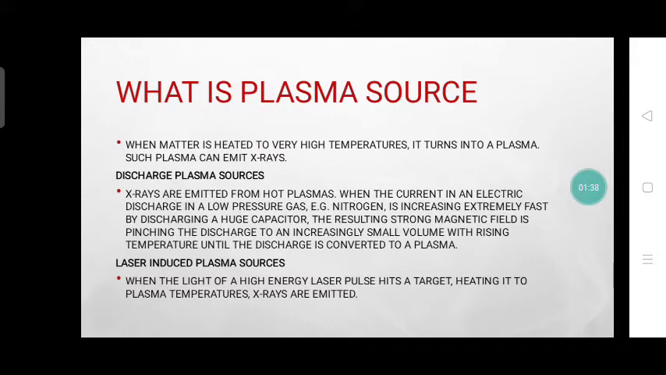When matter is heated to a very high temperature, it turns into a plasma. Such plasma can emit X-rays, and there are two sources. First, discharge plasma sources. X-rays are emitted from hot plasma when the current in an electric discharge passes through a low pressure gas. For example, the current in nitrogen is increased extremely fast by discharging a huge capacitor. The resulting strong magnetic field pinches the discharge to an increasingly small volume with rising temperature until the discharge is converted to a plasma.